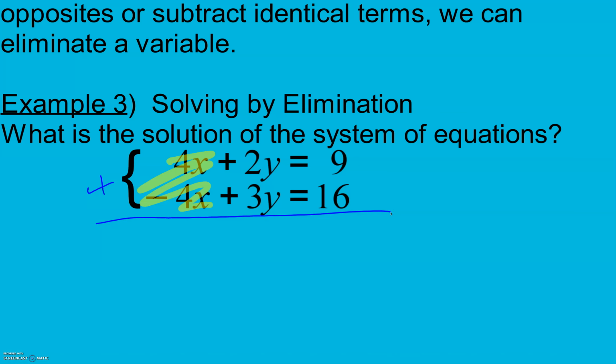4x plus negative 4x is 0 x's. 2y plus 3y gives me 5y. And 9 plus 16 gives me 25. And I can do that because essentially I'm adding the same thing to both sides.